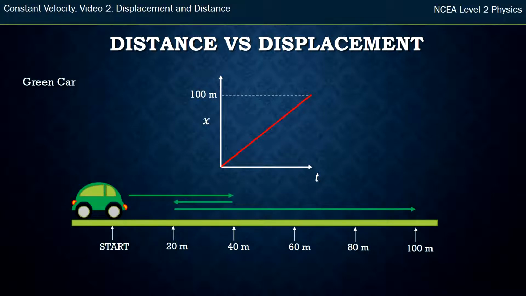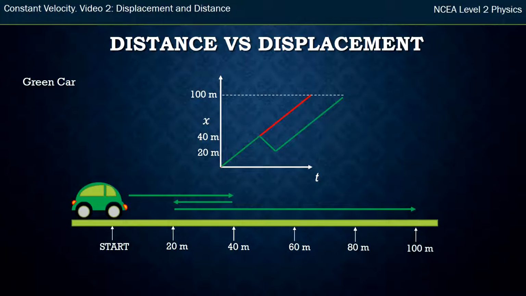We had the green car here, starts at the starting position, moves forward to 40, then moves back 20 meters, and then moves forward again to 100. The graph for that would look a little bit more complicated. Moves forward to 40, back to 20, and then forward again to 100.